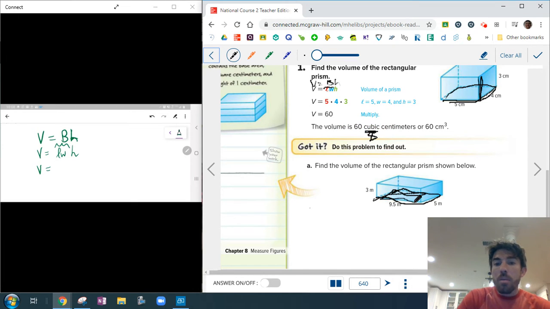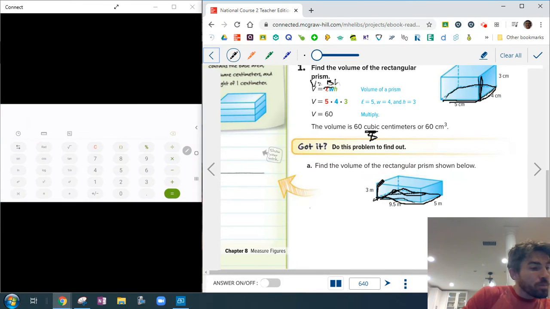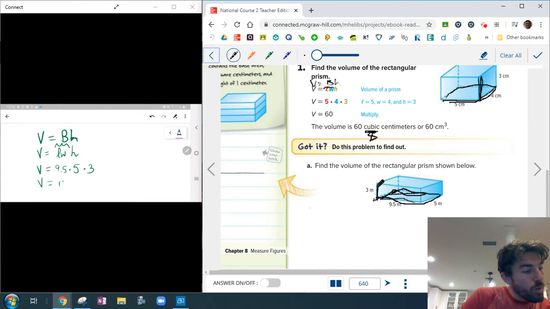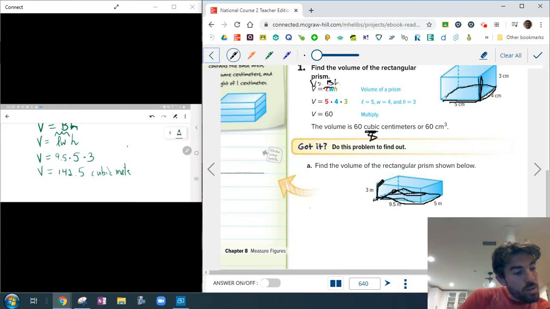That rectangle on the bottom has a length and width of 9.5 and 5, and then I give it a height of 3, and I use my calculator. 9.5 times 5 times 3 gives me 142.5. And what types of units? I need cubic units, so that's going to be cubic meters, or we could call it meters to the third power.